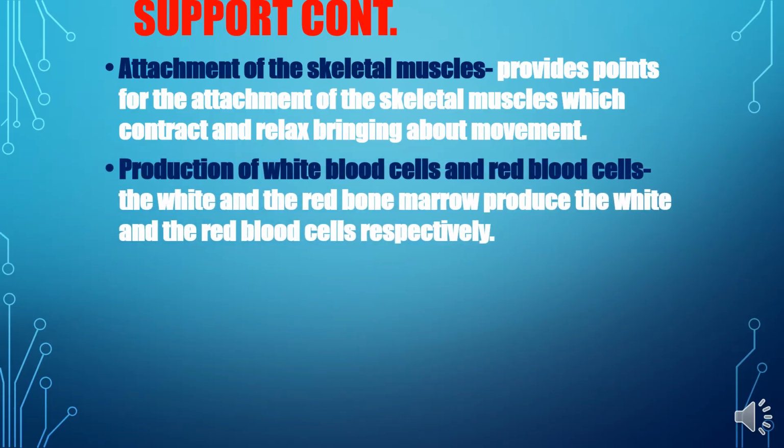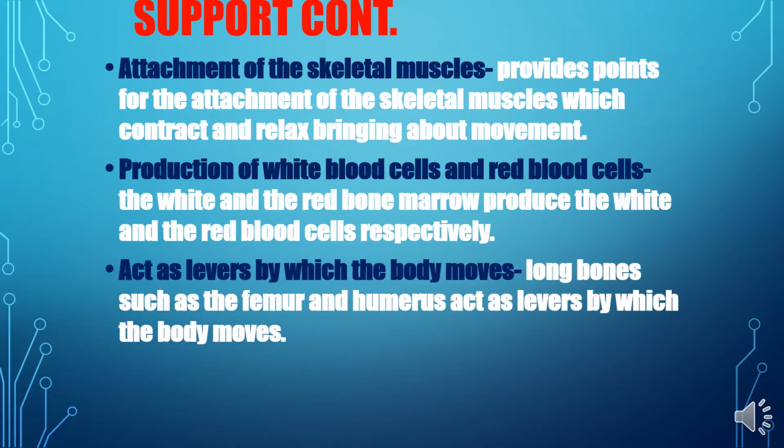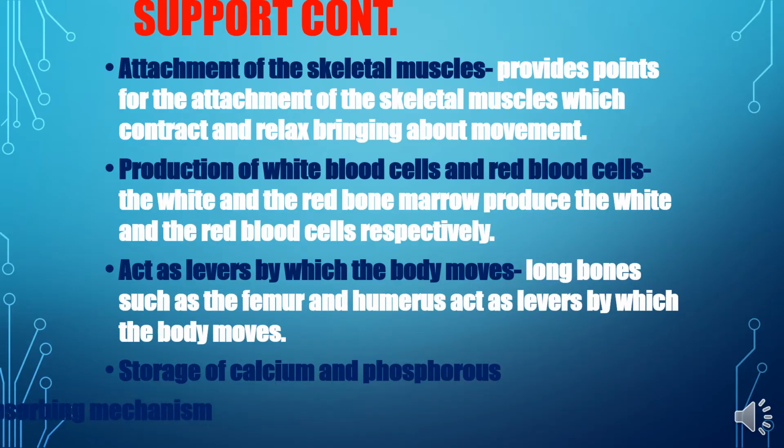Production of white blood cells and red blood cells is also a function of the skeleton. The white and the red bone marrow produce the white and the red blood cells respectively. The skeleton also acts as levers by which the body moves. Long bones, such as the femur and humerus, act as levers. Storage of calcium and phosphorus provides a shock absorbing mechanism.